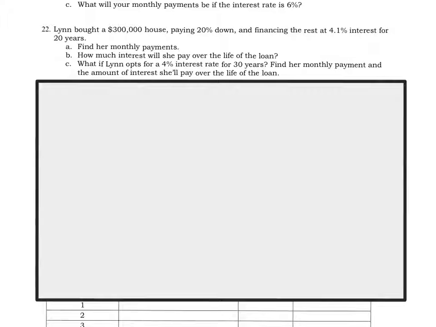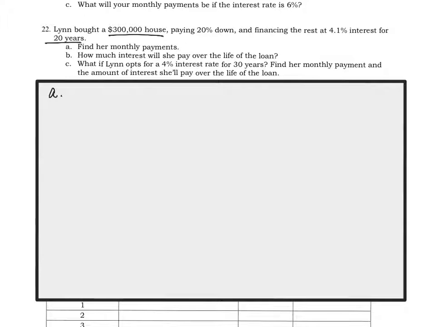Finance practice exercises number 22. Lynn bought a $300,000 house, paying 20% down and financing the rest at 4 1/10% interest for 20 years. Find her monthly payments. Well, I think we can all agree that the first thing I'm going to need to do is find out how much she's actually borrowing.